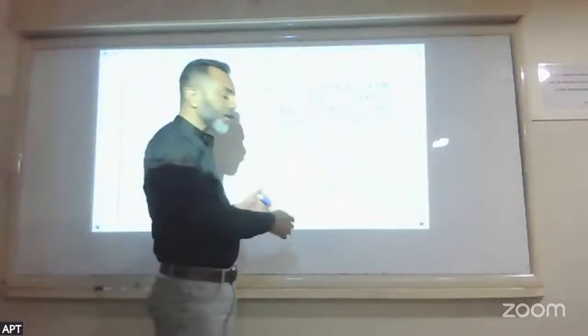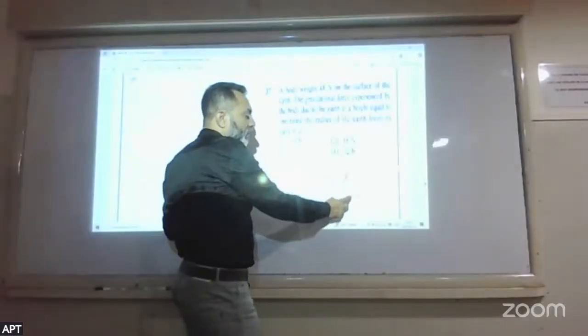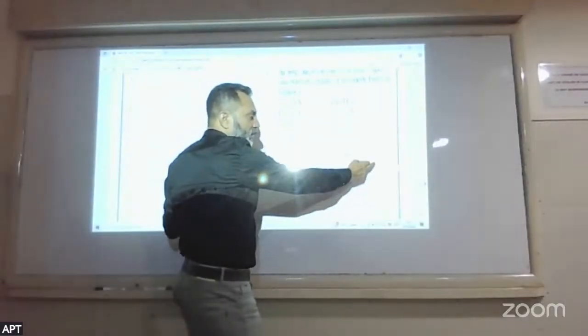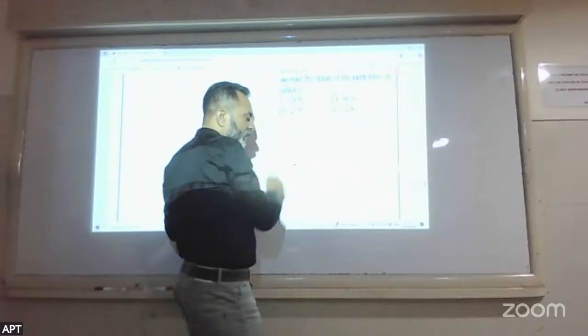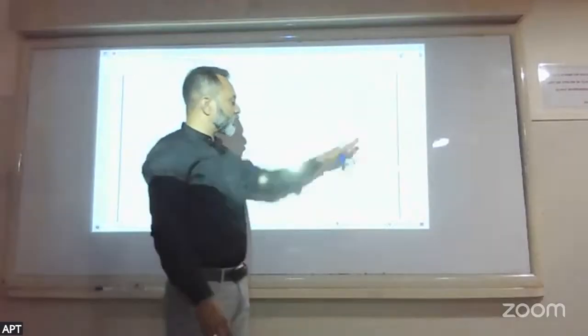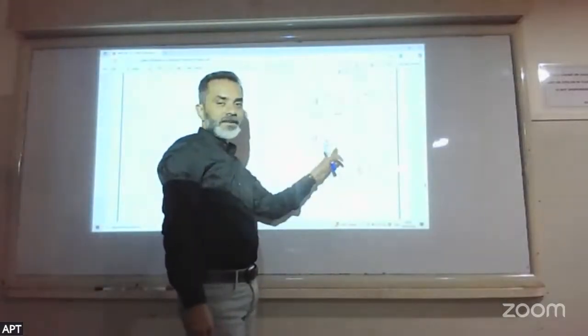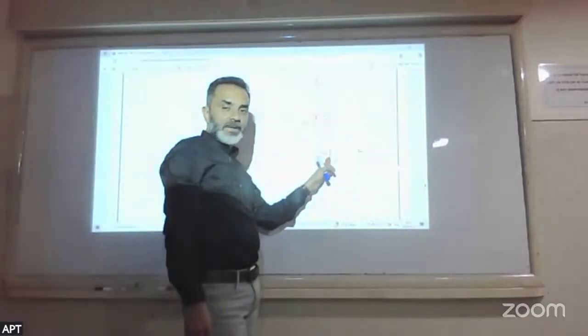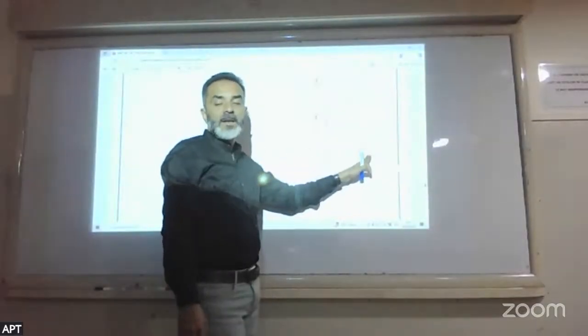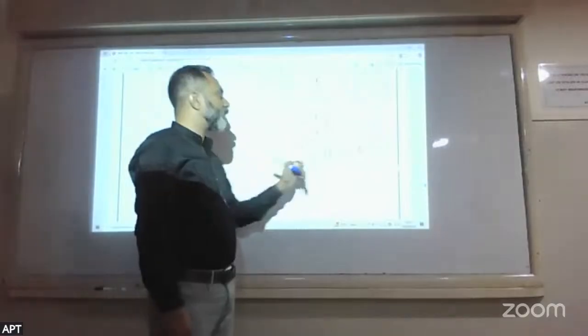Same is for the weight also. So g_h is g into R upon R plus h, the whole square. Height is given to me as R by 3. By substituting this, you get 3 by 4 the whole square, that is 9 by 16 times. That's the same relation for the weight. On the earth surface, it was weighing 48 Newton, into 9 by 16 comes out to be 27 Newton. Next.